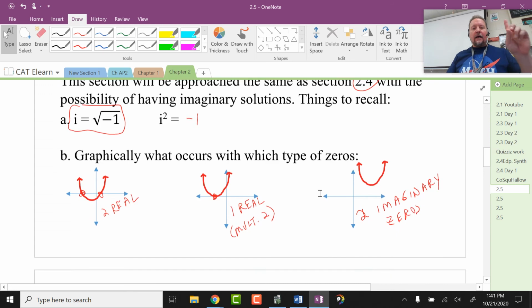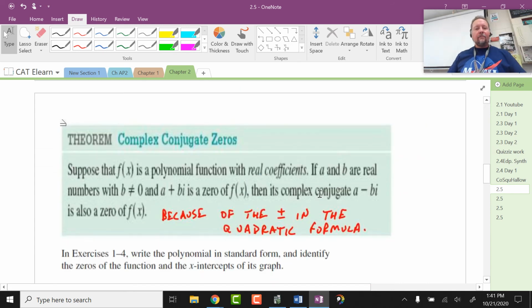as we move forward. Now, I am going to reference this. Oh, I'm sorry.